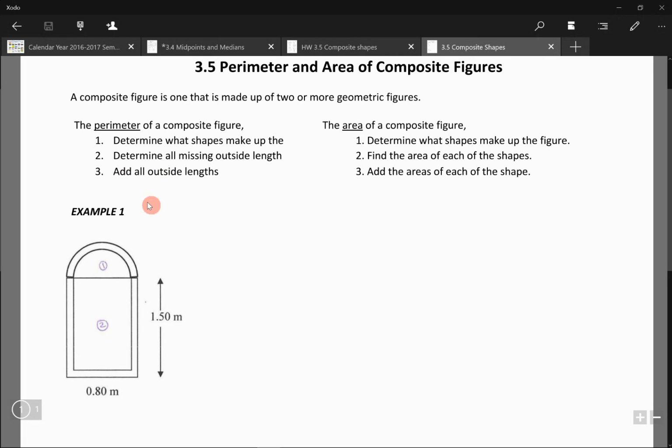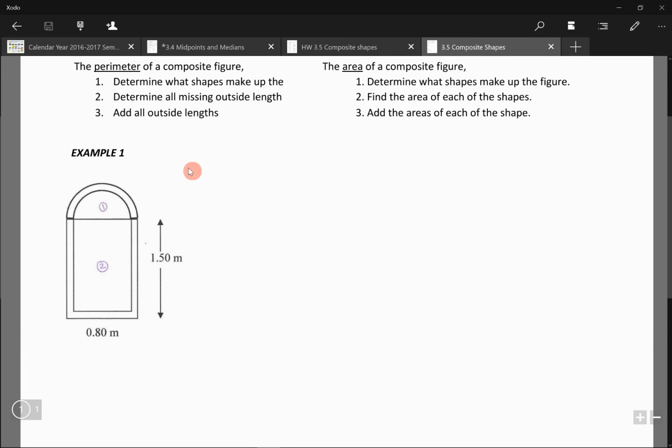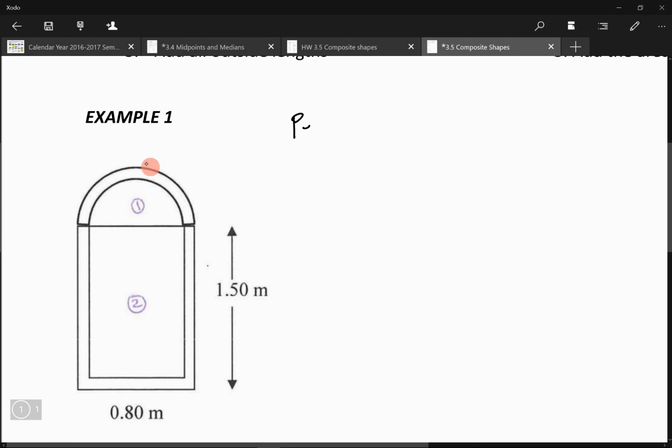So I'm going to show you two examples. Okay. So example one. Let's try and find the perimeter first. So let's look at this as shape number one, the half circle, and here's shape number two, my rectangle. So if I'm interested in looking for perimeter first, let's look at the semicircle.